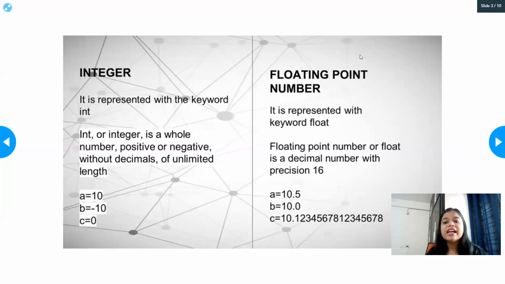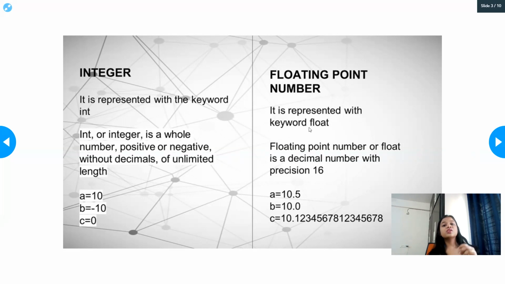Okay. Next we come to our floating point number. Now it is represented with the keyword float. So whenever we write float, that means we are representing a floating point number. Okay. So a floating point number or float is a decimal number with precision 16. So as I said, in integer we cannot include decimal numbers, so there should be some other type where we can include them. So floating point numbers are the ones where we use those decimal numbers.